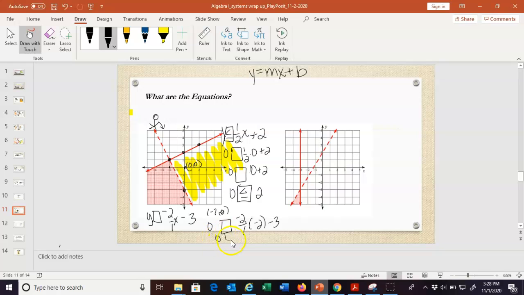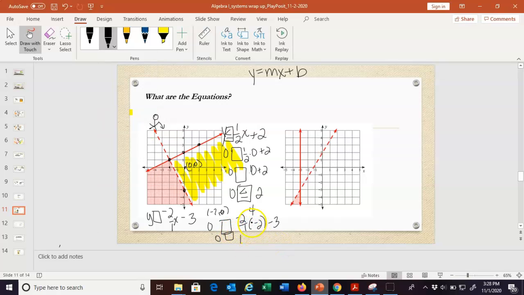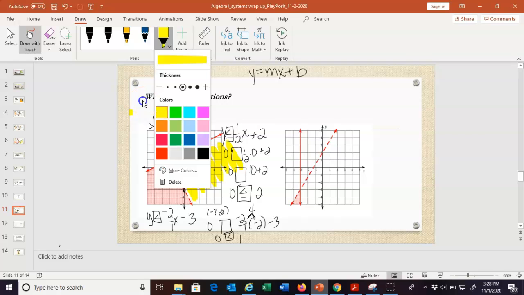So we're going to end up with negative 2 times negative 2 is a positive 4. 4 minus 3 is 1. So we're going to have a positive 1. So what would make this true? And it should be just less than, right? 0 is less than 1. And it's a dotted line, so it's just that less than. We're going to plug that in there. So these are our two equations.